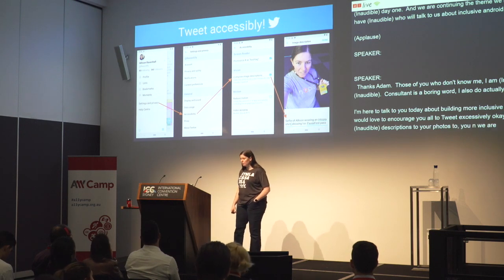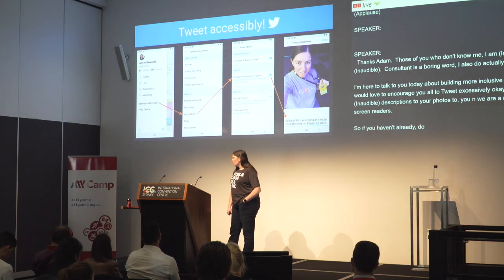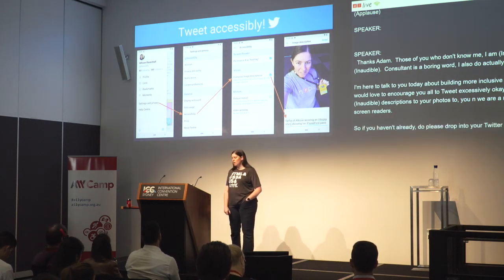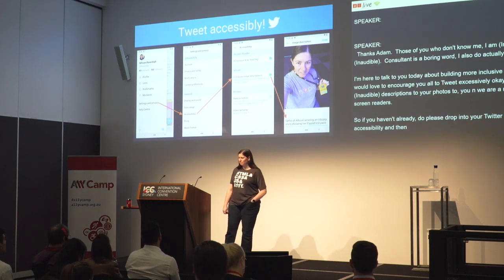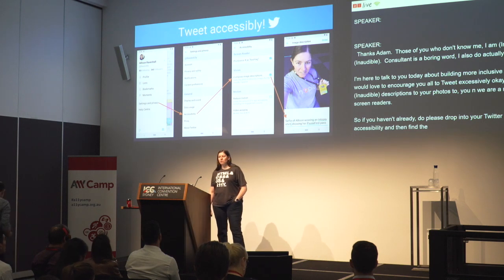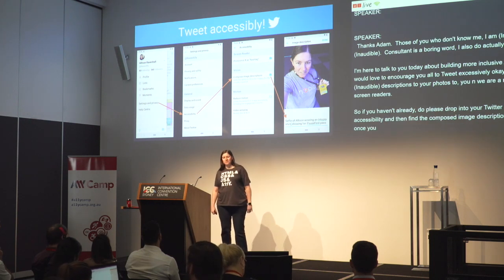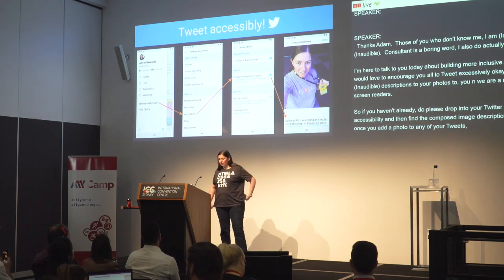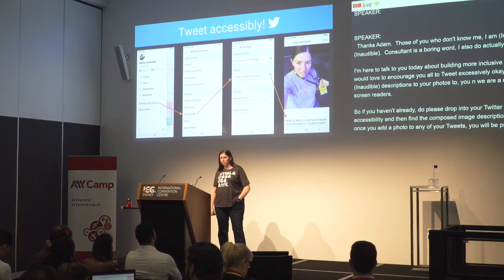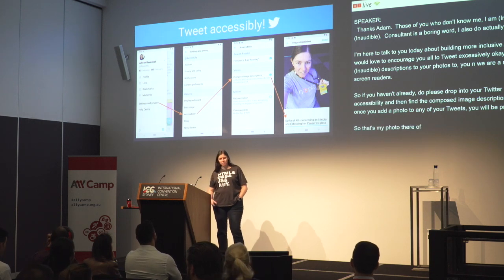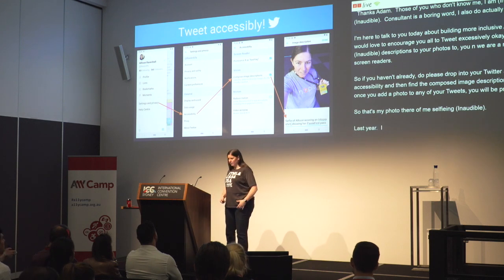So if you haven't already, do please jump into your Twitter app, get into the settings and privacy, tap accessibility, and then find the compose image descriptions option, tick it, and then from there on, once you add a photo to any of your tweets, you will be prompted to add a description as well. So that's my photo there of me selfieing at PauseFest last year. And of course, I have to describe that so everyone can live the dream of being at PauseFest and taking selfies.